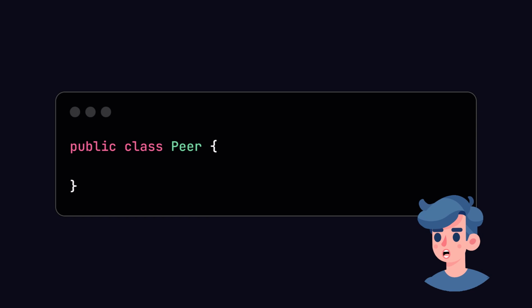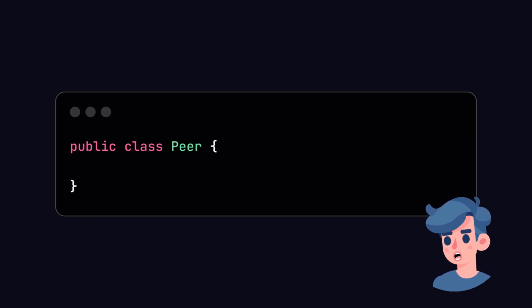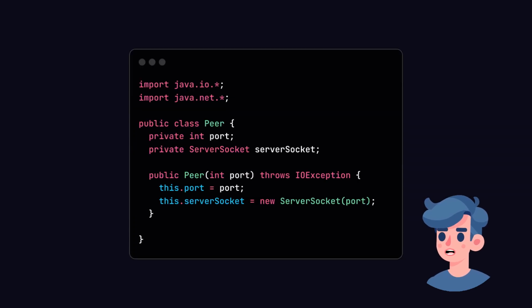First, let's create a new Java project named P2P Network. In your favorite IDE, create a new class named Peer. In the Peer class, we will declare the necessary variables for holding the peer's port number and an instance of the server socket. A server socket will allow us to listen for incoming connections from other peers.